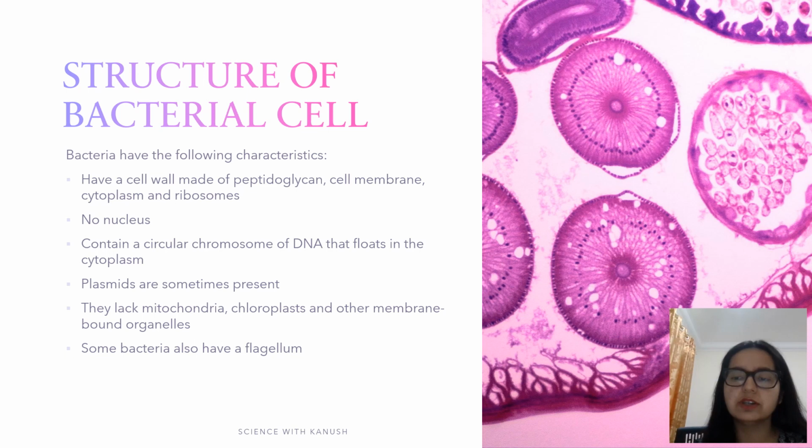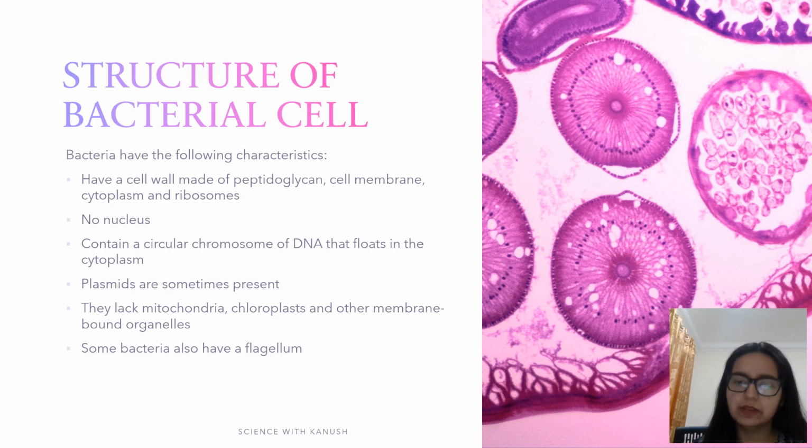They contain extra genes to those found in the chromosomal DNA. And then they do not have mitochondria, chloroplasts, or any other membrane-bound organelles. Some bacteria also have a flagellum, and some have many flagella, which is the plural. This flagellum is like a hair-like structure. It helps the bacteria to move.